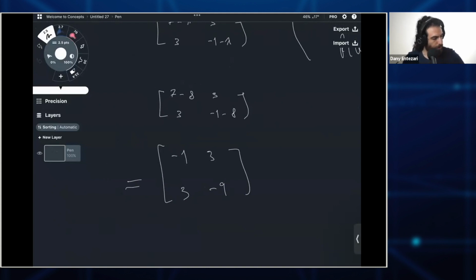What do we do next? We represent this as a system of equations, so we can find x sub 1 and x sub 2.